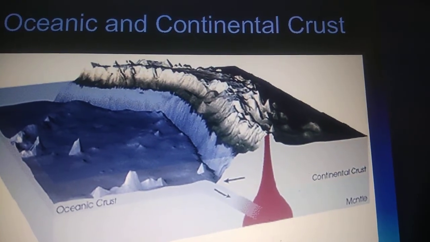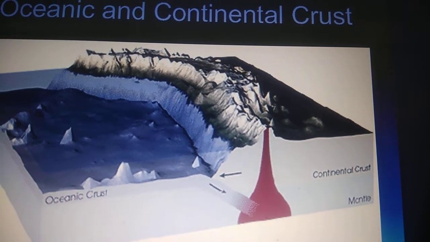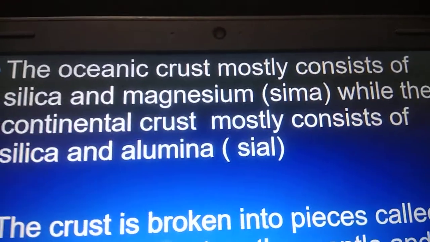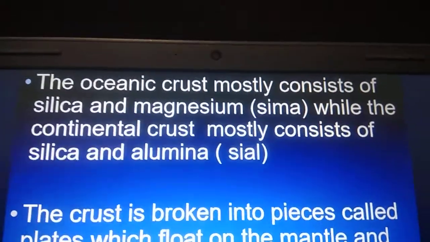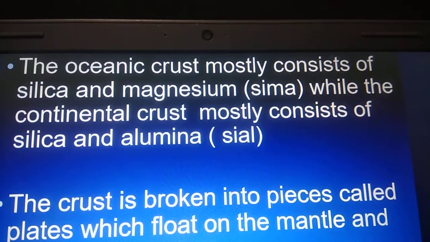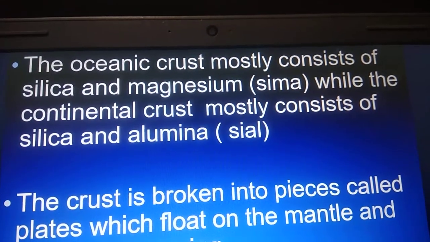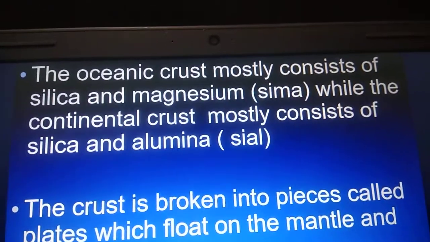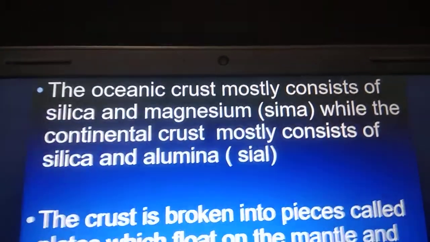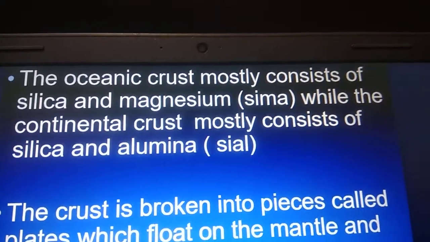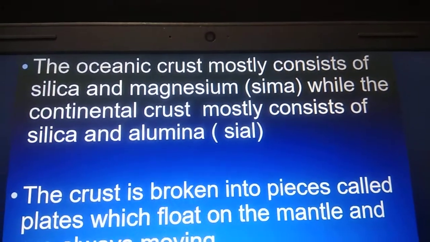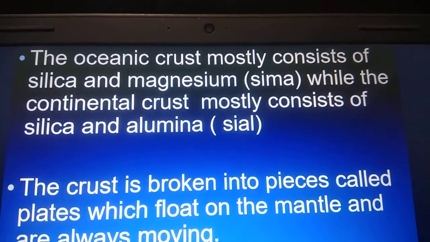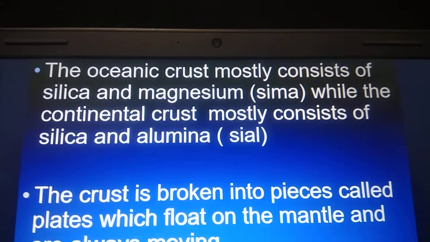So children, you can see another view of the oceanic crust and continental crust. Children, the oceanic crust mostly consists of two minerals, silica and magnesium. That is how it has got the name SiMa. Si for silica, Ma for magnesium, which is very dense. So that is why it is sunk below. And the continental crust consists of two elements called silica and aluminum. Si for silica and Al for alumina. Okay, and that is why it is above the ocean.